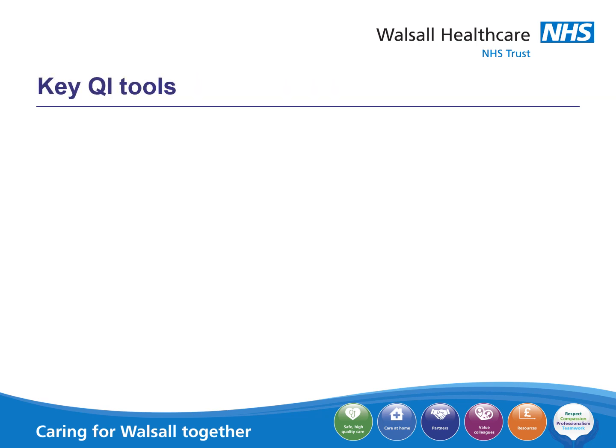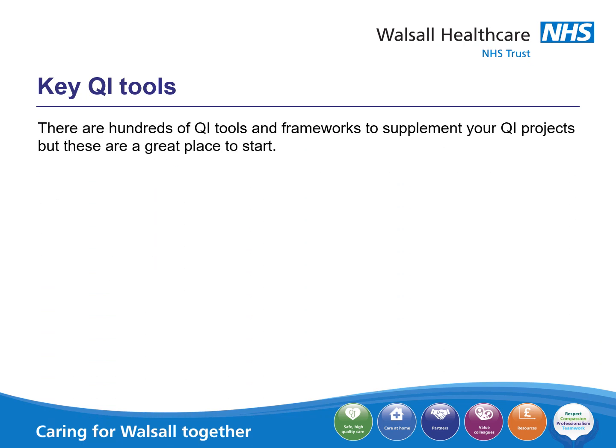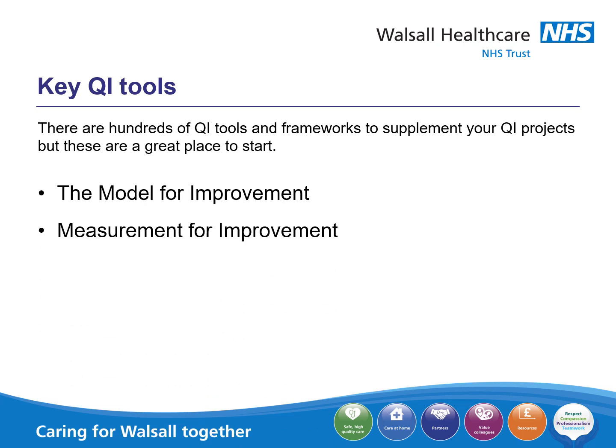So within the Quality Improvement Academy, there are 3 tools that we are going to pick out from what is actually a list of hundreds of quality improvement tools and frameworks at your disposal. And these are a great place to start. So the ones that we're going to look at today are the Model for Improvement, Measurement for Improvement, and the Sustainability Model.